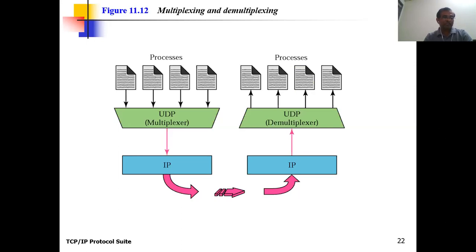After adding the header, UDP passes the user datagram to the IP. On the demultiplexing side, at the receiver side, there is only one UDP. However, we may have many processes that can receive user datagrams. This is a one-to-many relationship and requires demultiplexing. So UDP receives user datagrams from IP. After error checking and dropping of the headers, UDP delivers each message to the appropriate process based on the port numbers. So this is how it is going to be.